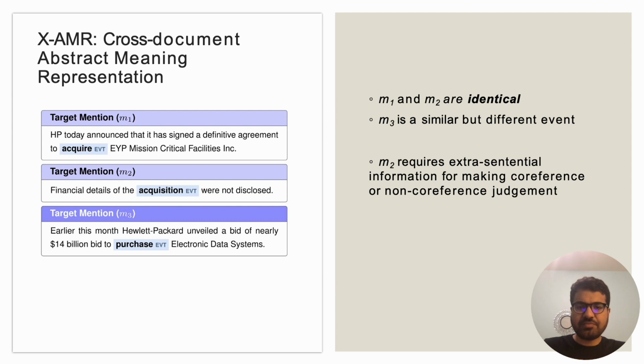X-AMR is best described by using this example. Here we have 3 event mentions M1, M2, M3 taken from the ECB plus corpus that speak of 3 acquisition events. In these, M1 and M2 are coreferent or identical, and M3 is a similar but different event. Note that for M2 we need extra sentential information for making the coreference or non-coreference decisions between the other 2 mentions.